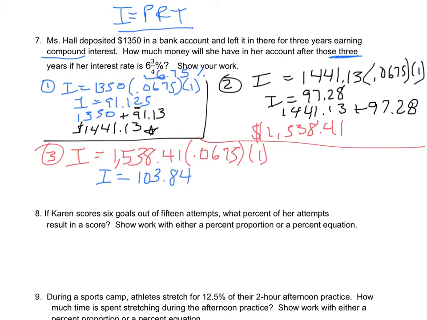Then I'm going to go ahead and take my $1,538.41 and add our interest to that. So $1,538.41 plus the $103.84, and that will give me my final answer, which is $1,642.25. Okay, that would be your final amount. Then you'd go ahead and write that as a sentence, and it would say something like, Miss Hall will have $1,642.25 after the 3 years.